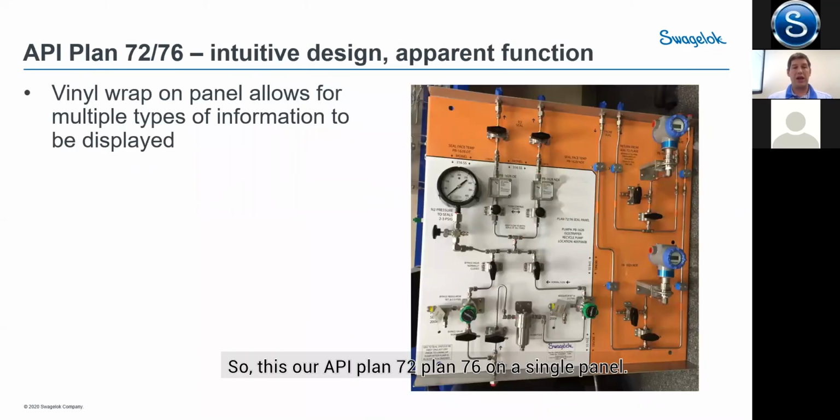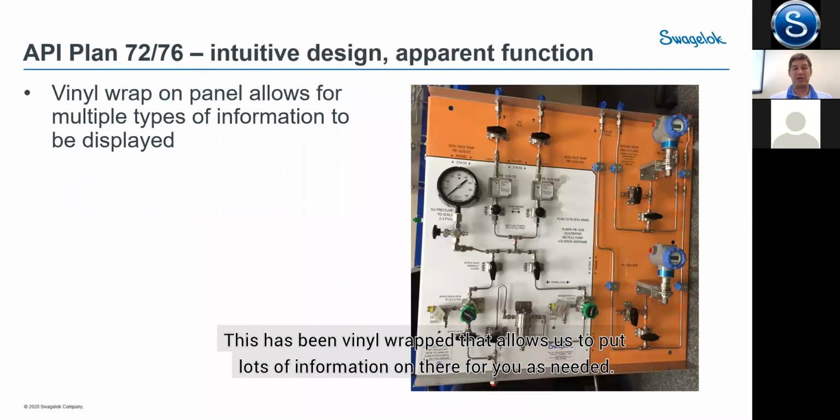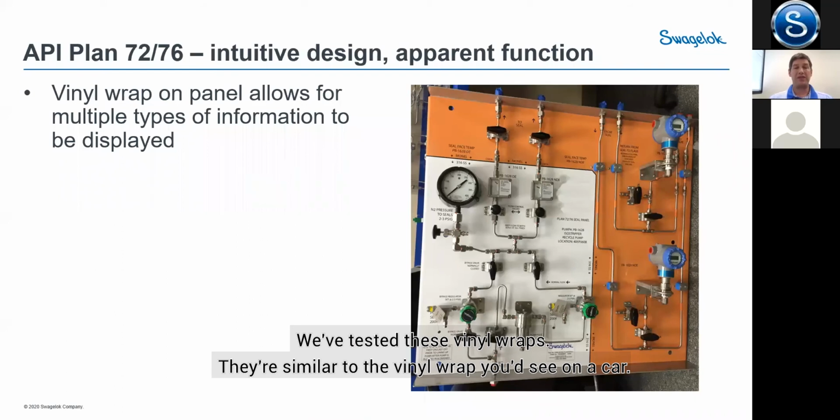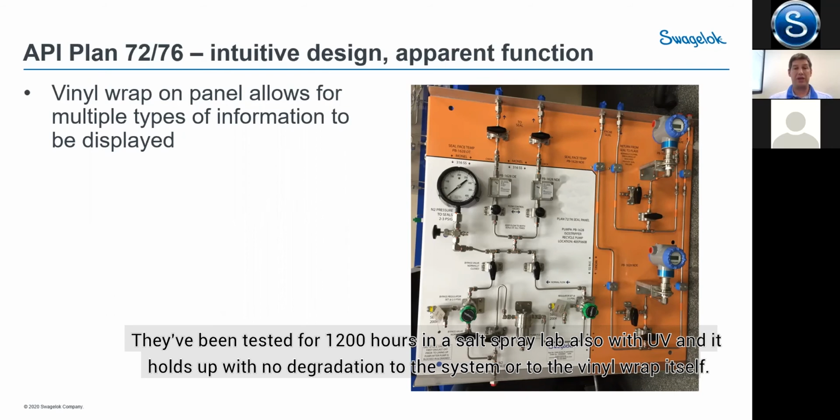So this is our API Plan 72, Plan 76 on a single panel. This has been vinyl wrap that allows us to put lots of information on there for you as needed. And it's completely customizable. We've tested these vinyl wraps. They're similar to the vinyl wrap that you would see on a car. They've been tested for 1,200 hours in a salt spray lab, also with UV, and it holds up with no degradation to the system or to the vinyl wrap itself.